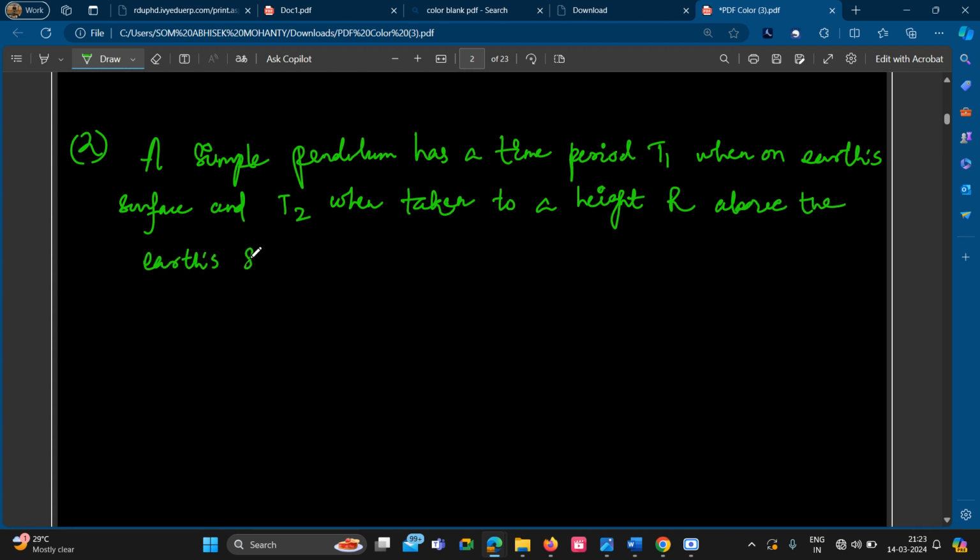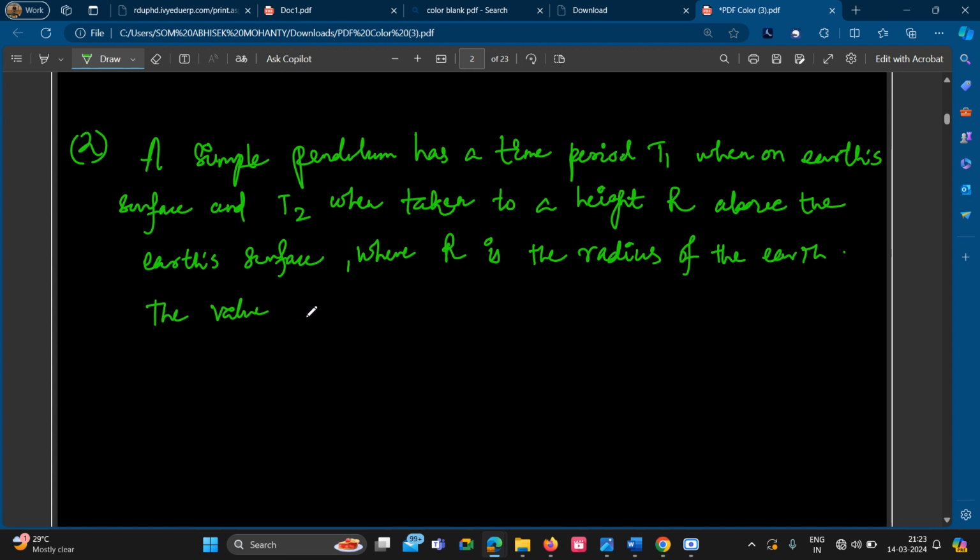Earth's surface. Okay. Where capital R is the radius of the Earth. Okay. So the value of T2 by T1 is how much? Option A is 1, option B is 3, option C is 4, option D is 2.